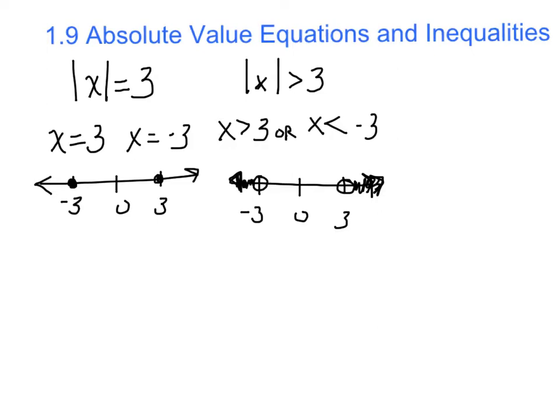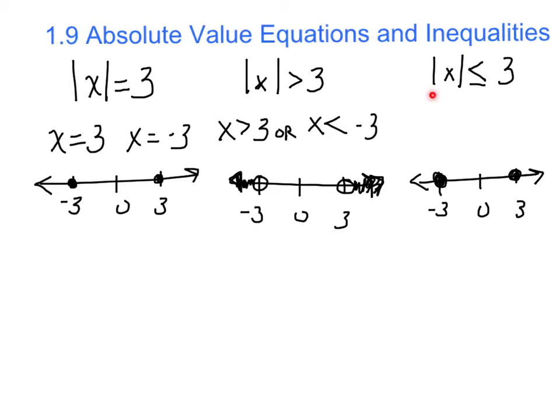The last thing we're going to go over here is the absolute value of x is less than or equal to 3. Now in this problem, it's exactly the same, except we want to know distances that are less than or equal to 3 units from 0. So we still are going to have 3 and negative 3. Because 3 and negative 3 both would work here because there's an equal to, we're going to have closed dots.